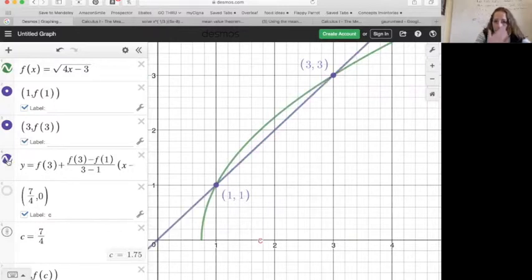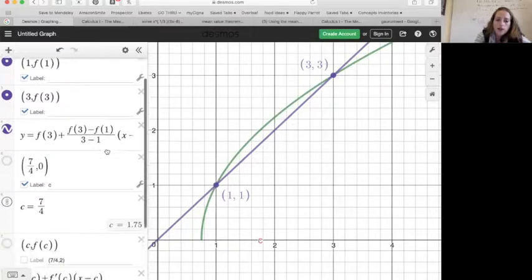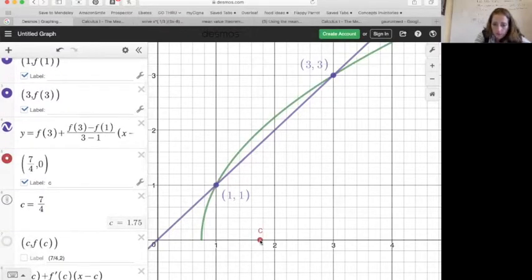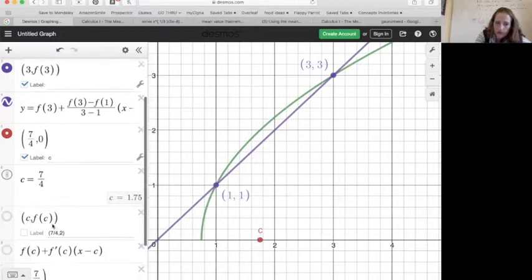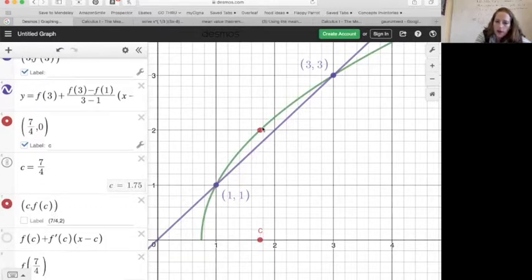Okay, now I'm going to put in the line between those endpoints. So there's the straight line between those endpoints. Notice that that line has a slope, rise over run, of 1. Now, when we did our calculation, we said that c, which should be between 1 and 3, and it is, should be 7/4. So there's our little c, 7/4. Let's plot that on our graph. Turns out that's the point (7/4, 2).